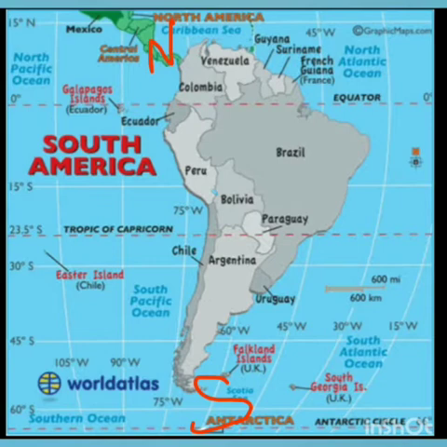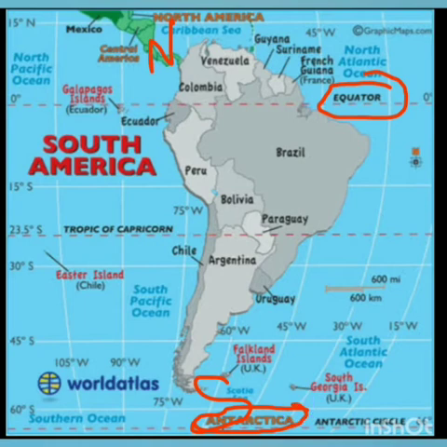It extends from north of the equator, from here almost to the Antarctic region. Below we can see Antarctica; till there it extends. The equator passes through the northern part of the continent. Here we see the equator passing through the northern part of this continent, and the Tropic of Capricorn is here, running through the middle.